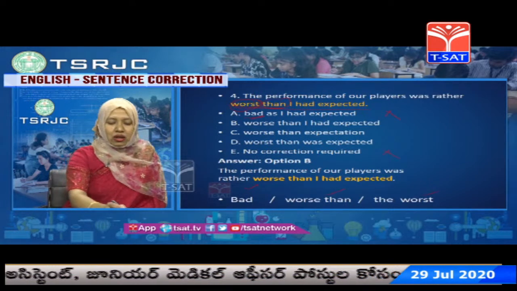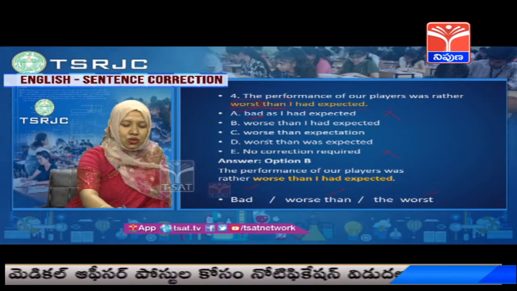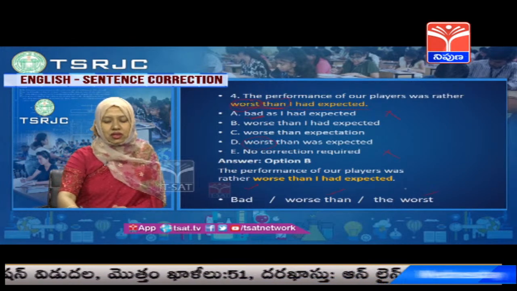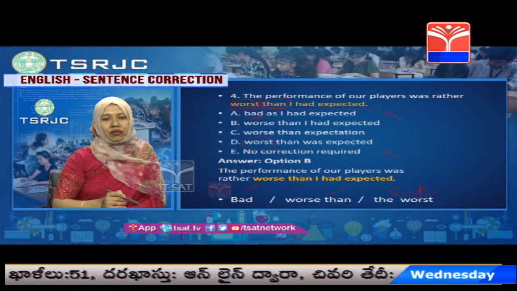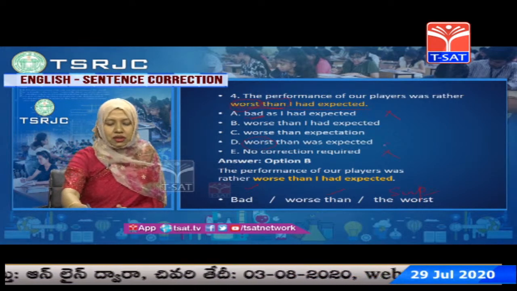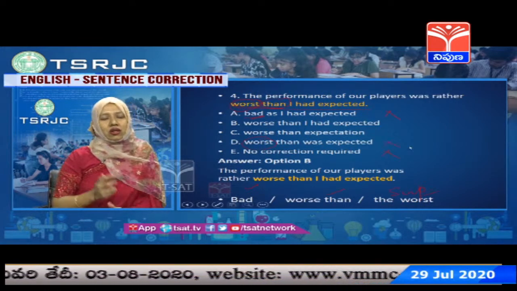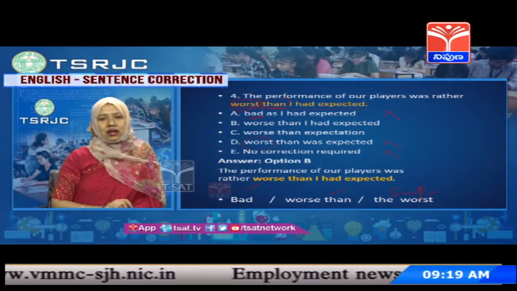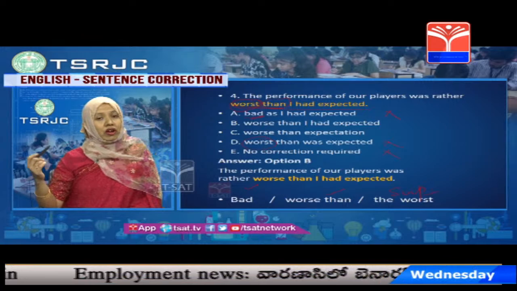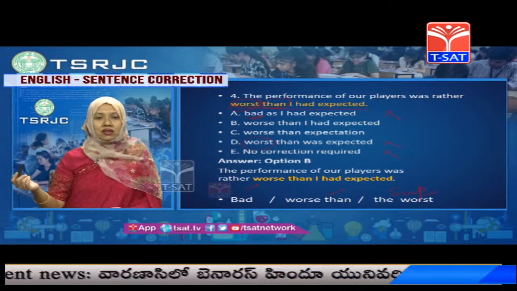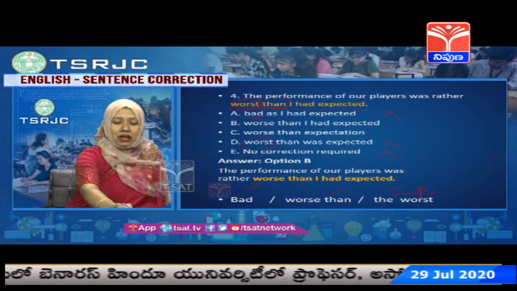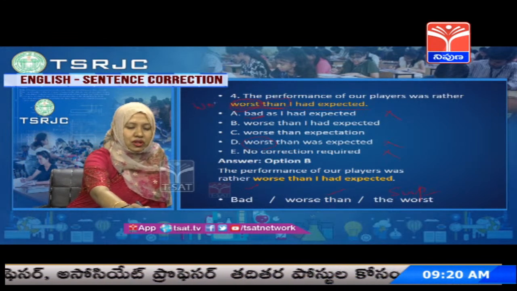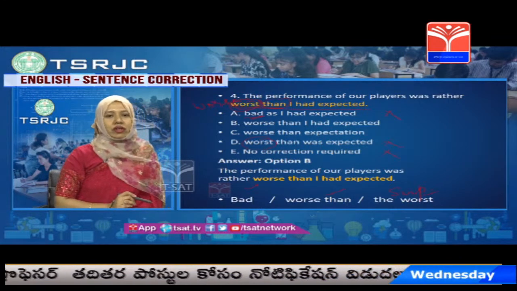Now, if you look at D, worst is used. Already worst is wrong here. We cannot use worst. Worst is used in superlative degree. So, option D is again wrong here. Now, we are left with two options, B and C. You have to select which is correct. The performance of our players was rather, we have come to a conclusion that instead of worst, worse should be used here, comparative degree.